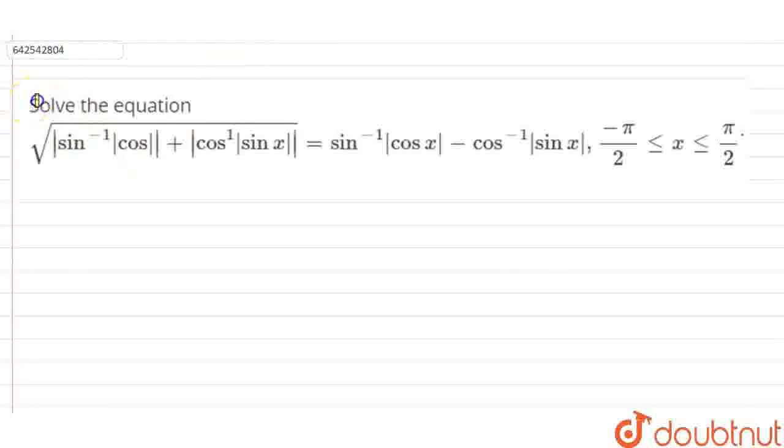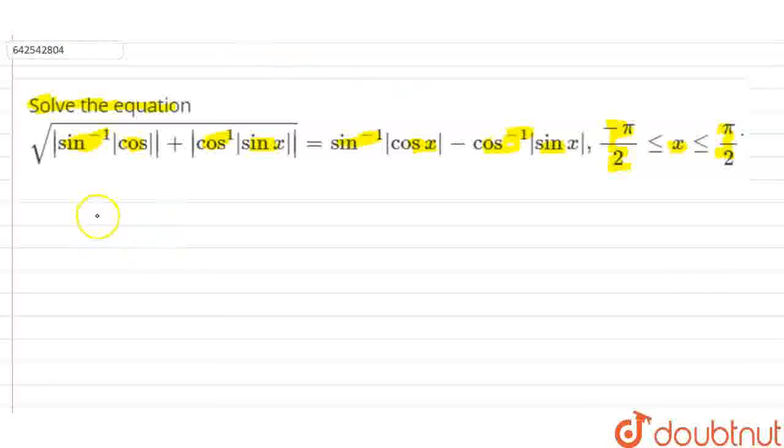Okay students, let's start solving this question. We have to solve the equation where it is given that mod sine inverse cos x plus cos inverse sine x is equal to sine inverse cos x minus cos inverse sine x, where x is between minus pi by 2 to pi by 2. So guys, let's start solving this question.